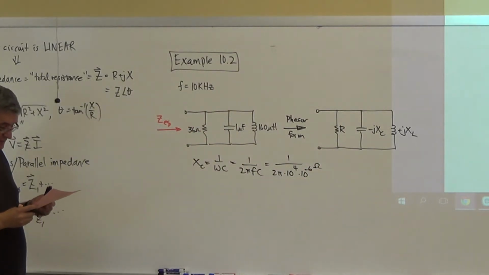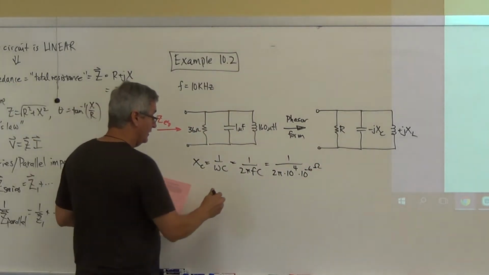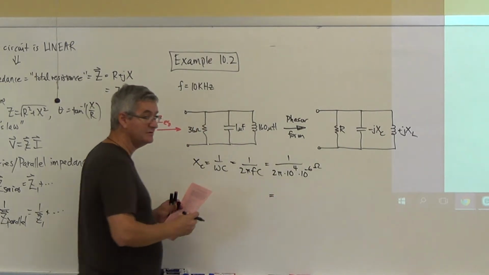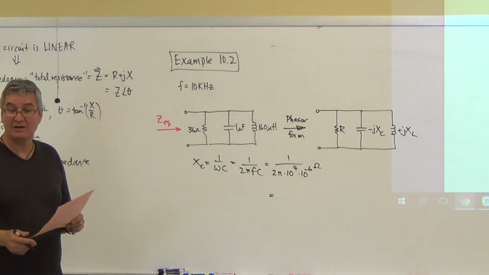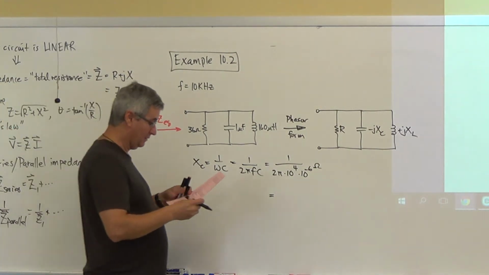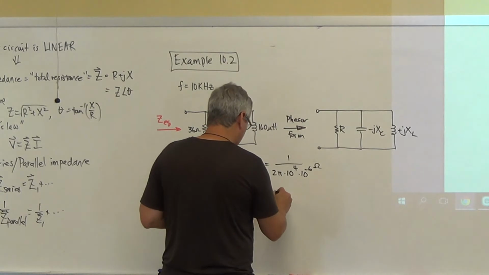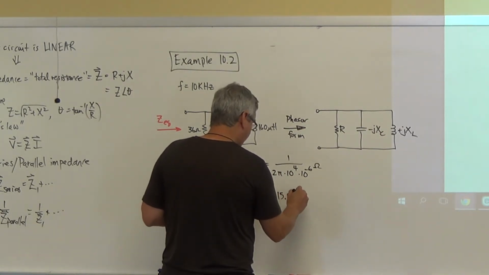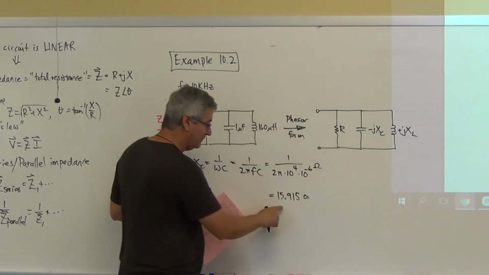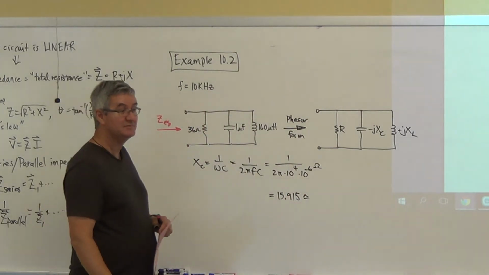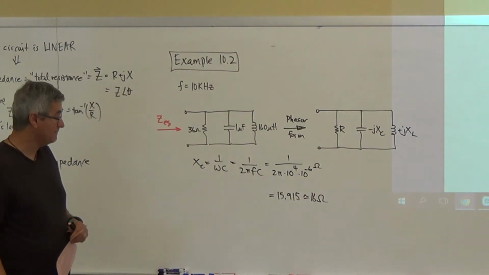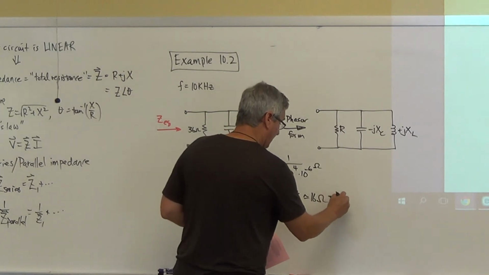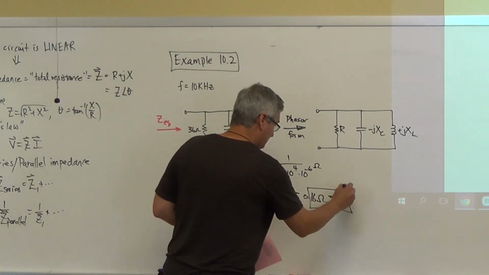So if I punch this into my calculator, what am I going to get? Well, you're going to see that there are some rounding issues; we're going to disagree depending on how much rounding goes on. But I end up calculating 15.915, and I would immediately approximate that to 16. So that's 16 ohms. I'm going to get XC to be 16 ohms.